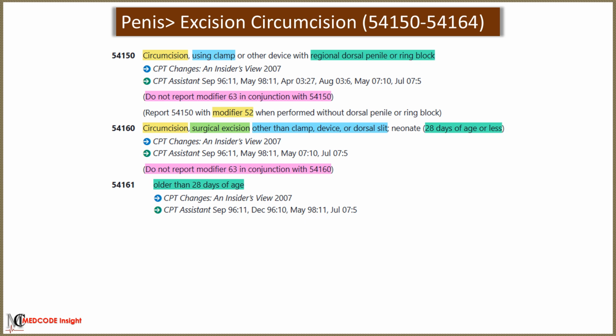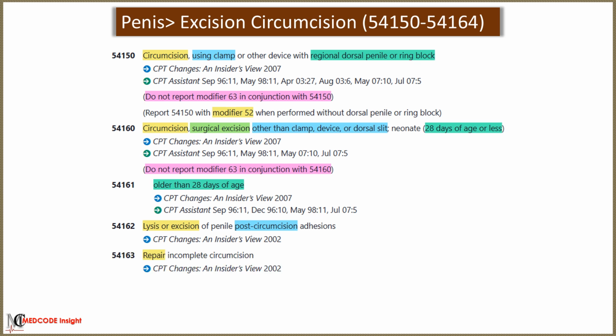Codes 54160 and 54161 are age-based CPT codes used for circumcision procedures performed using surgical excision or techniques other than a clamp device or dorsal slit. CPT code 54162 is used for the lysis or excision of penile adhesions that develop after circumcision. In this procedure, the provider breaks down or surgically removes the adhesions that are formed on the penile tissues following the initial circumcision.